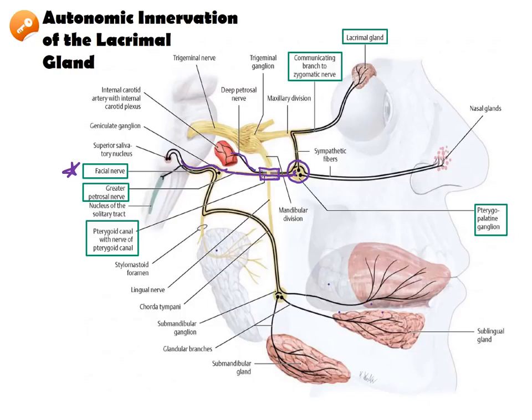Once the synapse occurs, the postganglionic parasympathetic fibers jump onto a communicating branch of the zygomatic nerve, which is associated with the maxillary nerve, and from there they make their way up to the lacrimal gland. Once these fibers reach the lacrimal gland, they stimulate tear secretions.